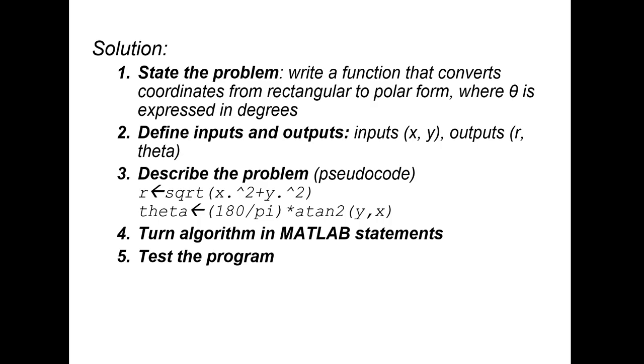So we have inputs, we have outputs. What's the algorithm to get us there? That's the equations that we have in point 3 describing the problem. We have an equation for r, which is the square root of the sum of x squared and y squared. And we have theta. We can use atan2 or atan2d. It's up to us.